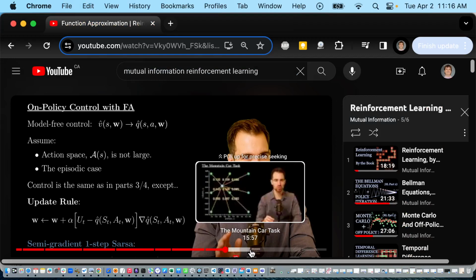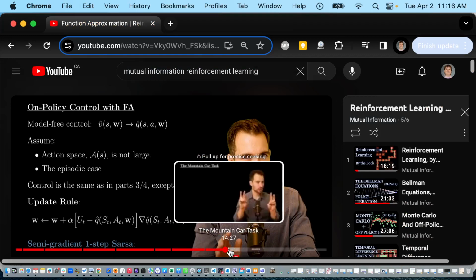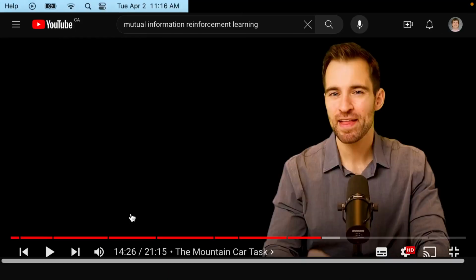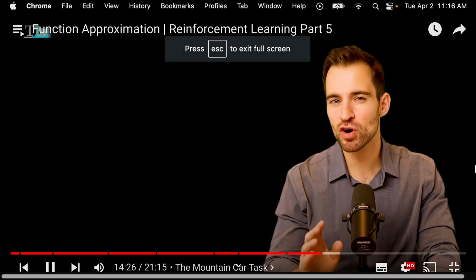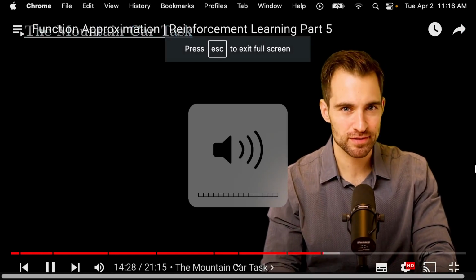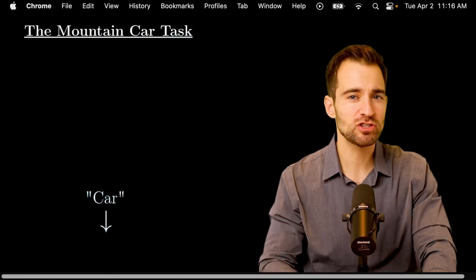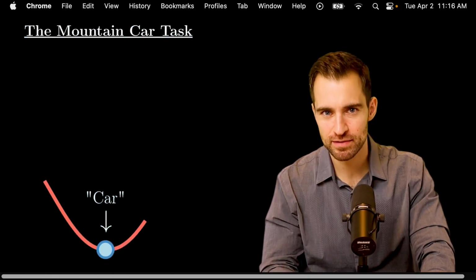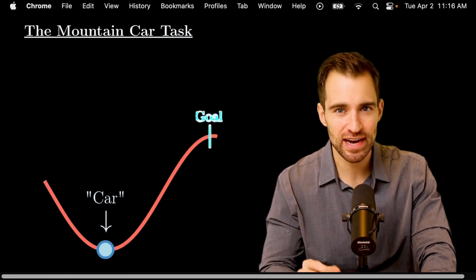Mountain car. This is the mountain car problem from Sutton and Barto's book. We have a car, which I'll show as a circle at the bottom of a valley. The goal is to get here as fast as possible where the episode ends. That's encoded with all rewards being -1.